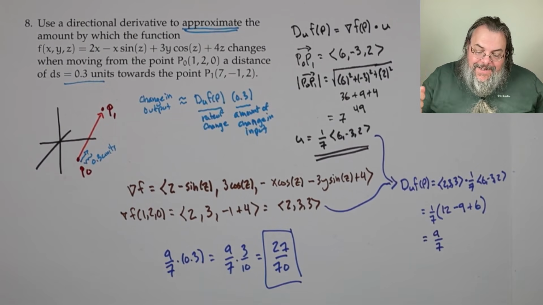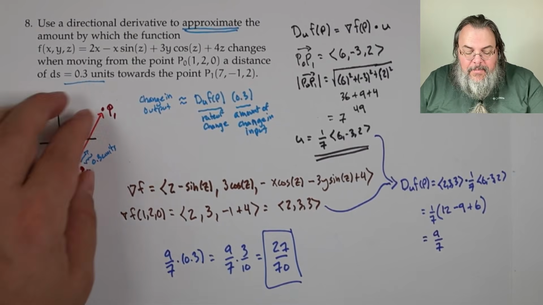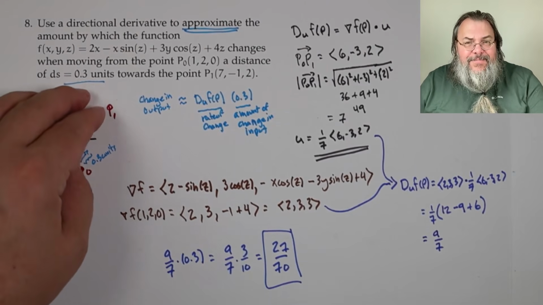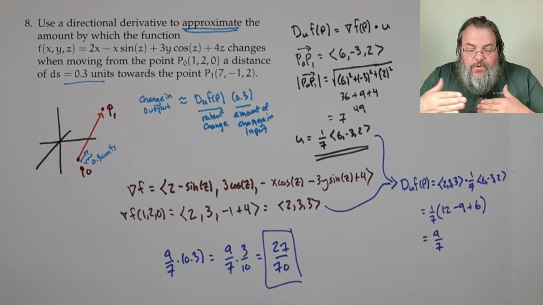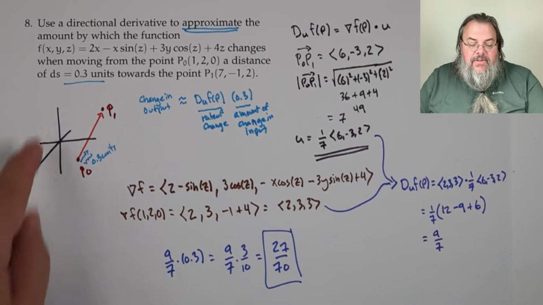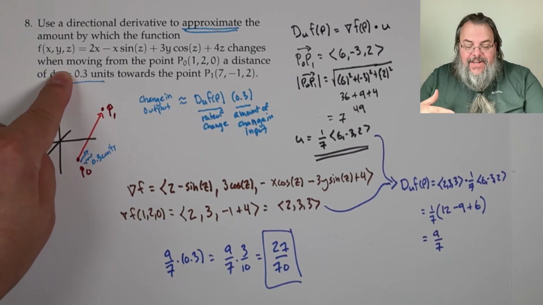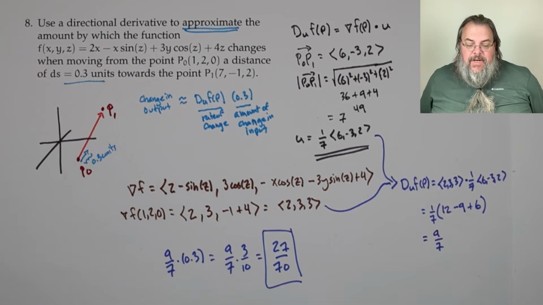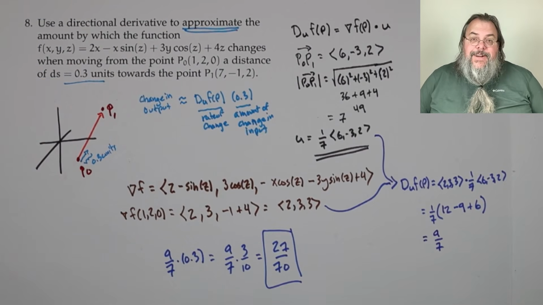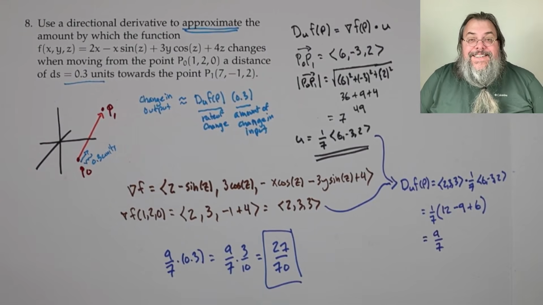Nice. So it's basically understanding what this ds means. It's basically a change in length. So we've moved a distance. Even if the ds wasn't there, it just says we've moved a distance, so we've changed our inputs by that amount in that direction. All right, good. Let's keep going.